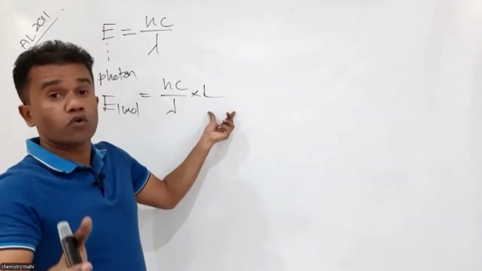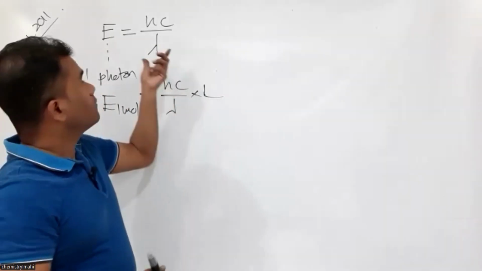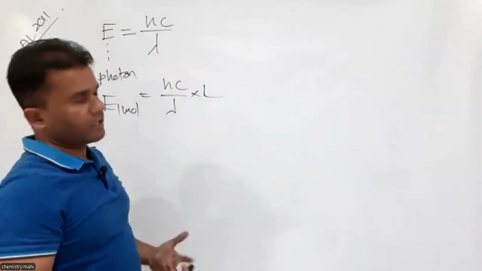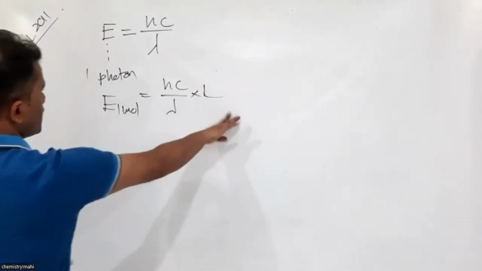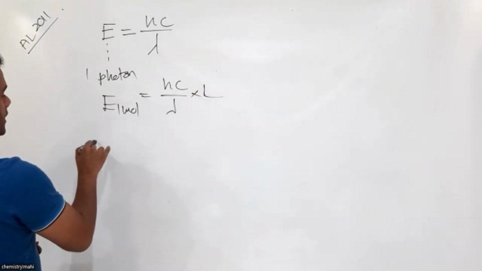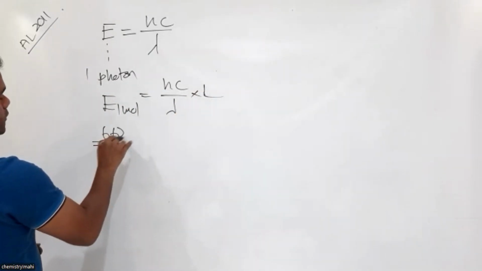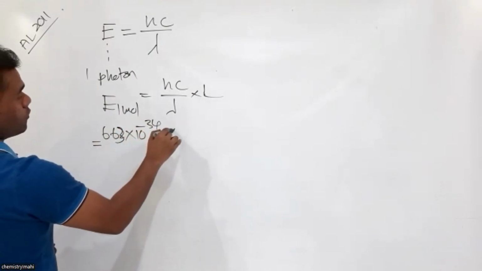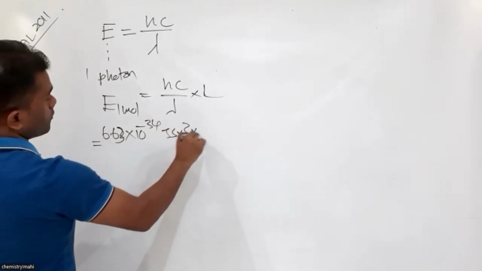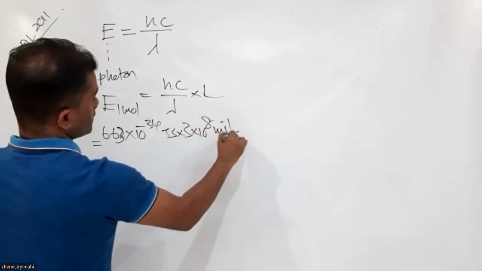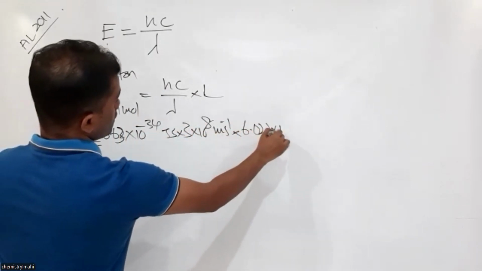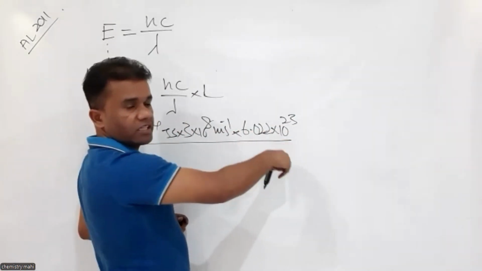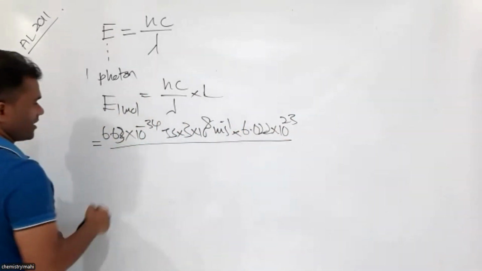If I ask for 2 photons, you know what to do. 1 photon is this value, and for 2 photons you multiply this by 2. Likewise, if it is 1 mole, it's Avogadro's number of photons. Then, Avogadro's number, 6.63 × 10^-34 joule second, 3 × 10^8 meter per second. This is 6.02 × 10^23. Actually, there is a unit per mole. We learned that in calculations. I don't put it here.